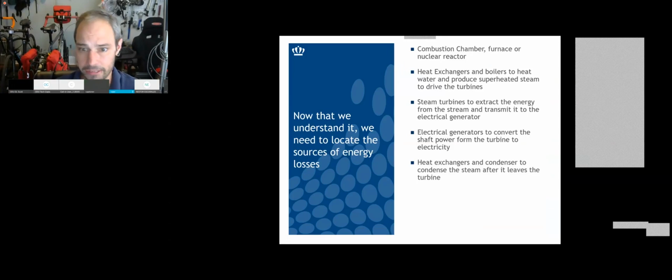Heat exchangers and condenser to condense the steam after it leaves the turbine. Again, a lot of pipes leads to friction, which leads to pressure drops, which leads to bigger pumps being required, which means less usable work. If they're not insulated, I mean, it's just all the things. The energy is being lost, being misused.